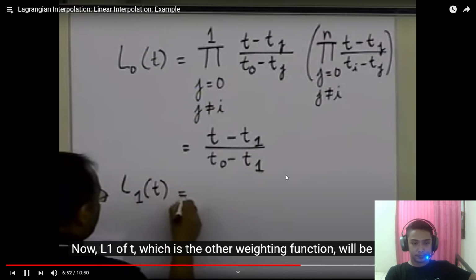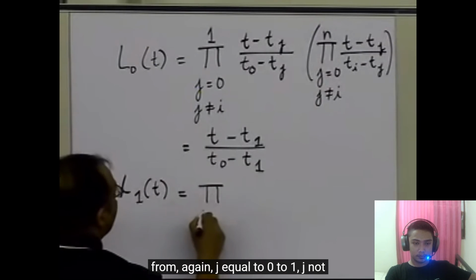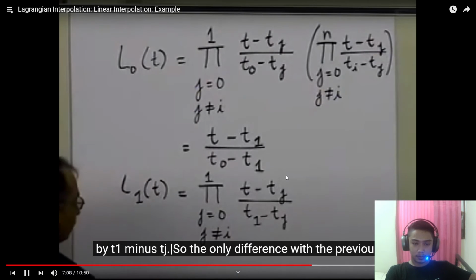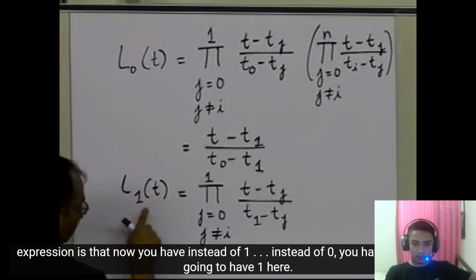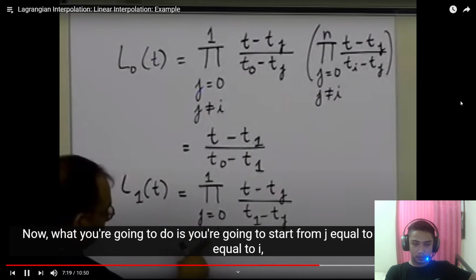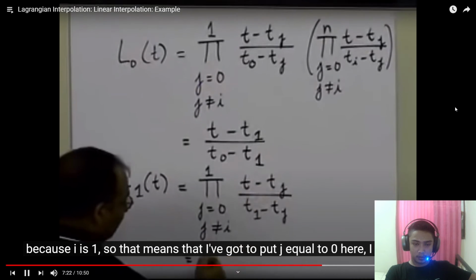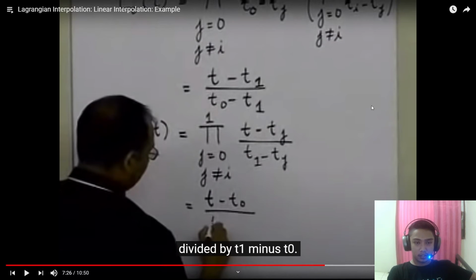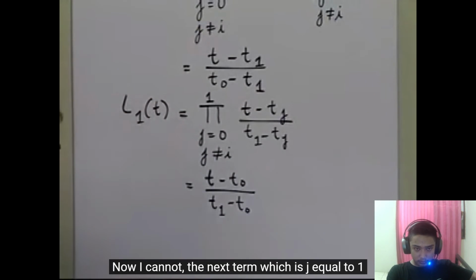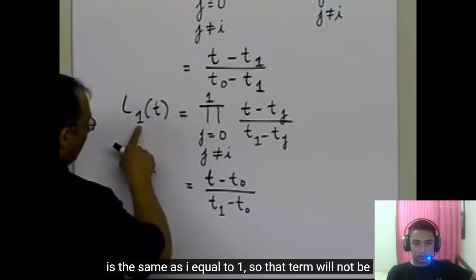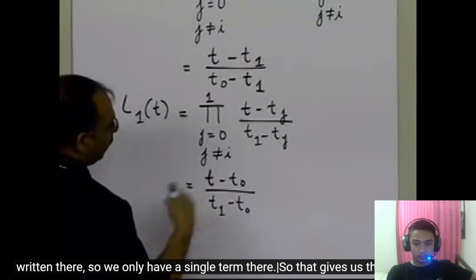L1 of t, which is the other weighting function, will be going from, again, j equal to 0 to 1, j not equal to i, of (t minus t sub j) over (t sub i minus t sub j). So the only difference with the previous expression is that now instead of 0, you have 1. Now, you start from j equal to 0, which is not equal to i, because i is 1. So I get t minus t naught divided by t sub 1 minus t naught. Here j is filled with 0 because i is 1, so they are not equal, so 0 is allowed. The next term, j equal to 1, is the same as i equal to 1, so that term will not be written. So we only have a single term there.